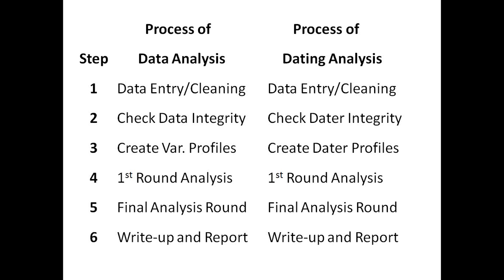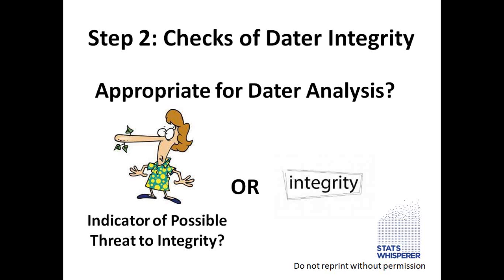So just to make an illustration for the checks of data integrity, if this was dating analysis or data analysis, we would want to make sure that there are no threats to integrity for the person we're sending out on dates, such as a Pinocchio nose, which is an indicator of a threat to integrity, at least through the Pinocchio story it was. So we want to make sure there's not a threat to integrity, but actual integrity for dating. That's the parallel to the process, and that's the level of importance.